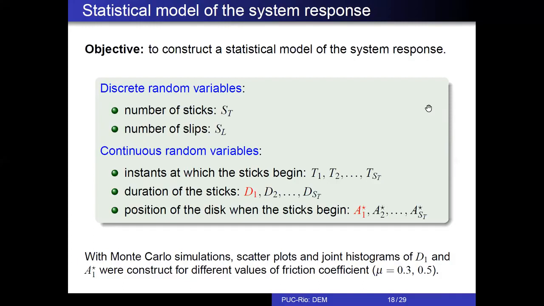We are interested in D1 and A1 star. They are related, in red. We'd like to verify how these two variables are related, that is, their stochastic dependence. To make such analysis, we're going to perform Monte Carlo simulations and construct scatter plots and joint histograms for their samples for two different values of friction coefficient. We're going to consider μ equal to 0.3 and 0.5.